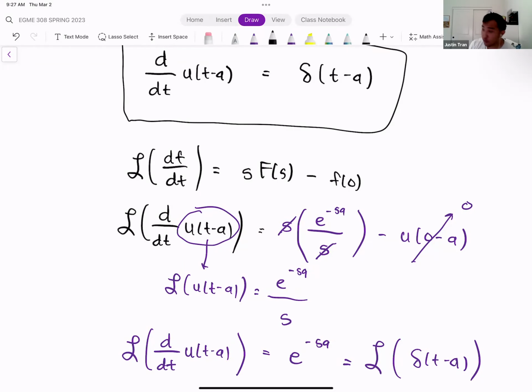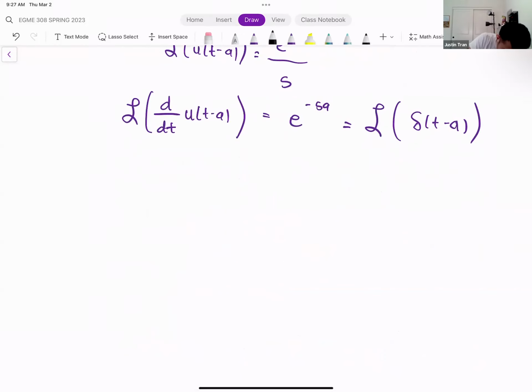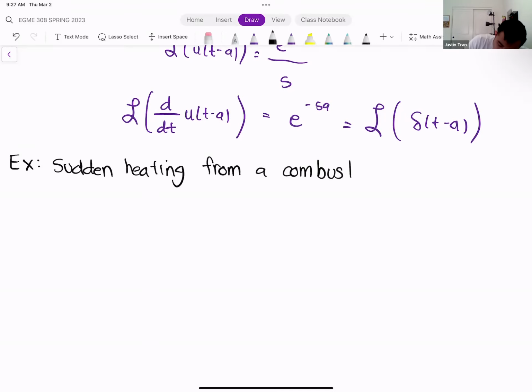Okay. All right, I have one more example for you guys, and this is a more physical example. Let's talk about that heat transfer situation where we talk about the sudden heating that occurs from a combustion reaction.